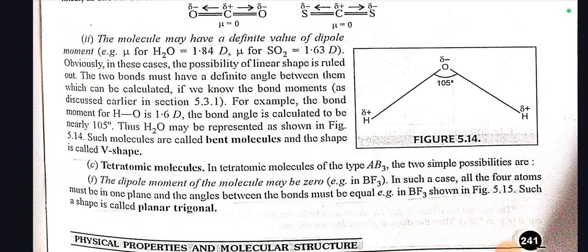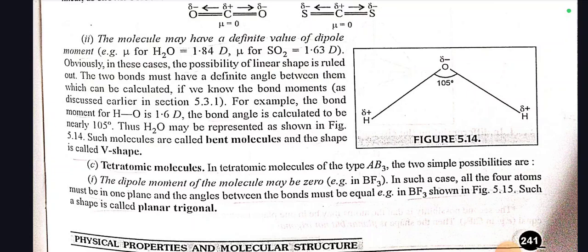If we know the bond moment discussed earlier, for example, the bond moment for O-H is 1.63, the bond angle is calculated to be nearly 105 degrees. Thus, H2O may be represented as shown in the figure. Such molecules are called bent molecules and the shape is called V shape.